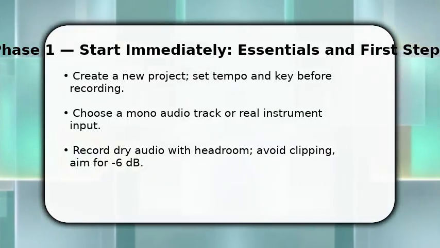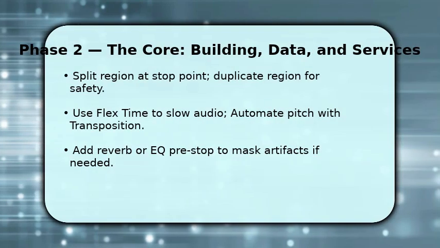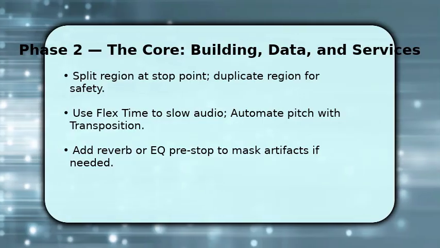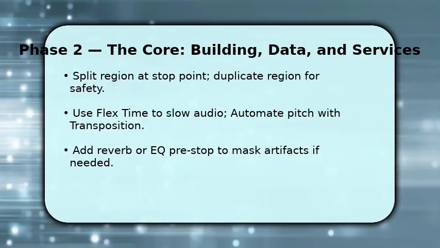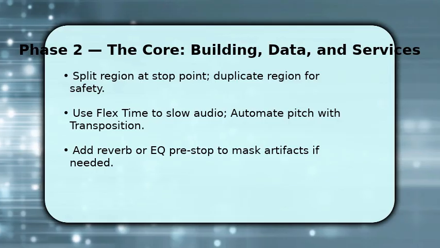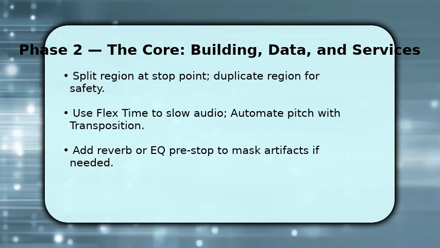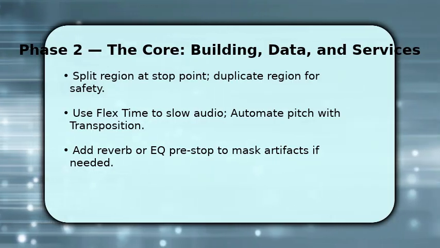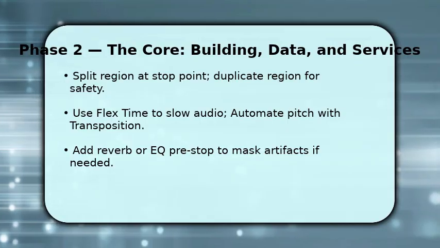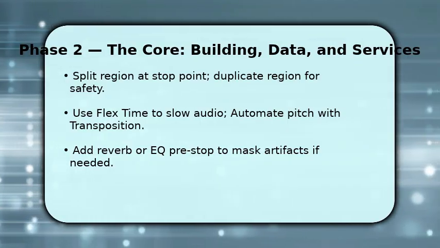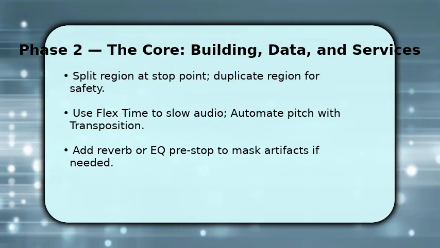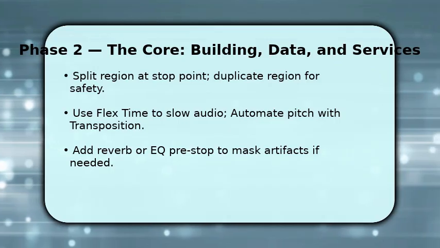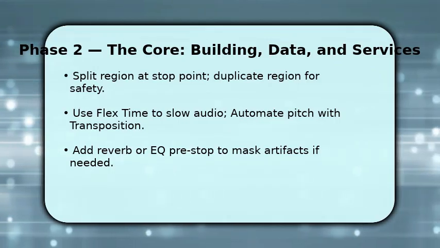Once you've split the region, duplicate it so you have a backup, then enable flex time on the copy to allow tempo-like manipulation without changing the project tempo. Next, gradually lower transposition automation over the duplicated region to create the pitch drop. A tape stop is pitch plus slowdown. Simultaneously, use flex time to stretch the audio slightly, matching the perceived slowdown. This combination makes the effect realistic because tape stops change speed and pitch together.